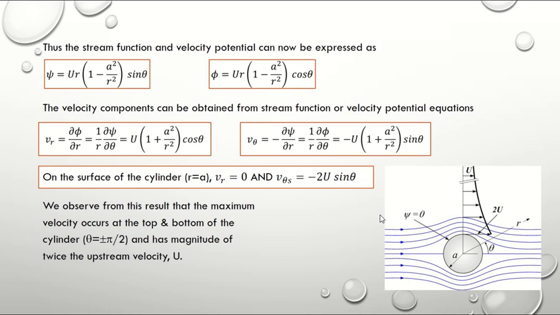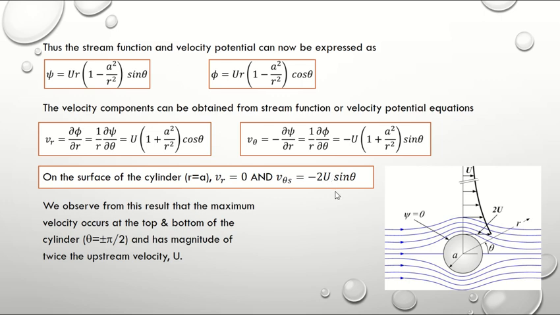Okay, so on the surface of the cylinder where r equals a, the radial velocity is equal to 0. So there is no radial velocity at the surface of the solid body. The tangential velocity at the surface equals negative 2U sine theta. This equation is obtained by substituting r equal to a, and then you will obtain negative 2U sine theta.